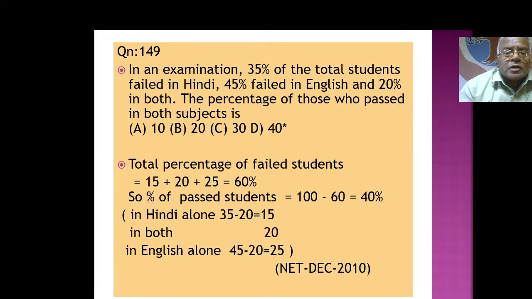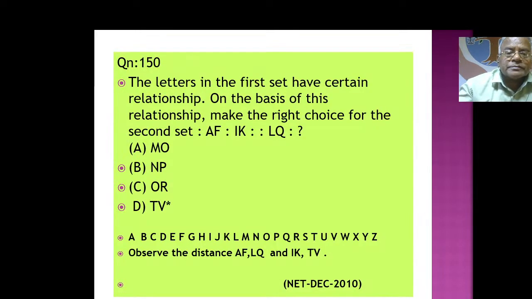So percentage of passed students will be 40%. We need not even bother about other things. Total percentage of failed students, percentage of passed students, 100 - 60, that is 40.